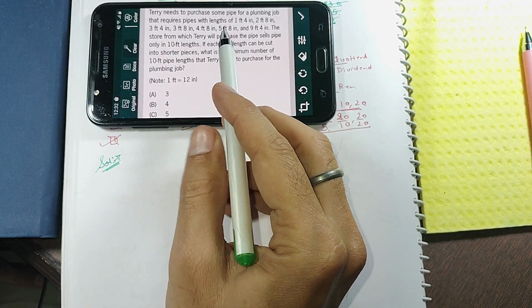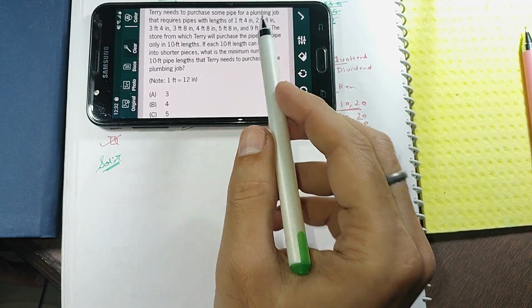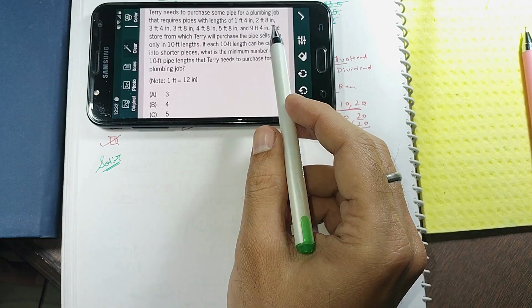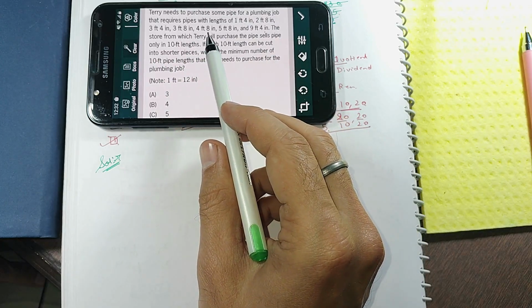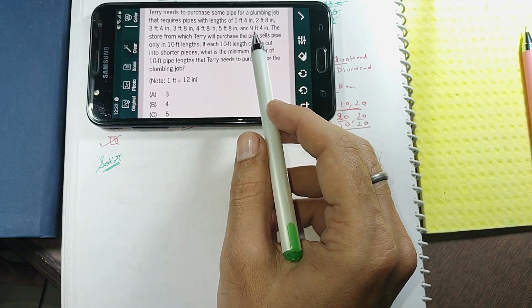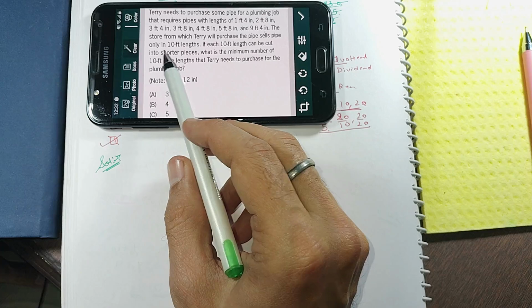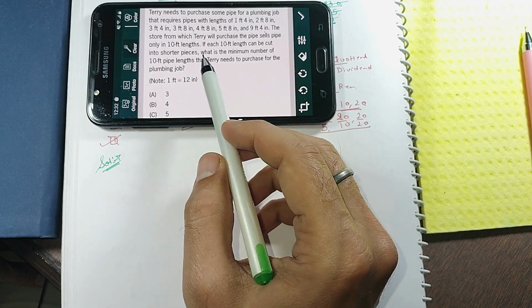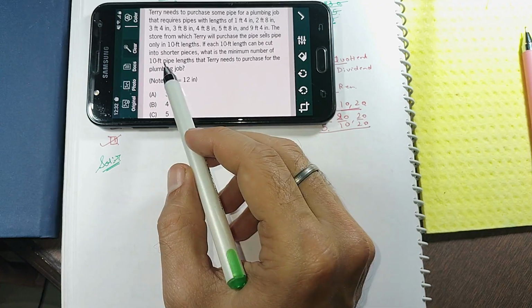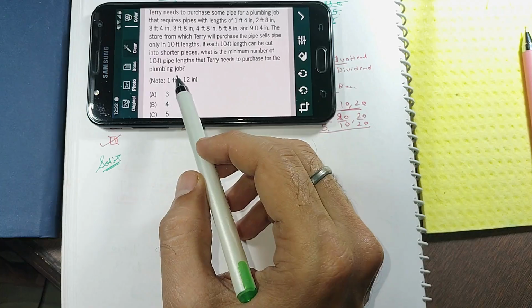Terry needs to purchase some pipe for a plumbing job that requires pipes with lengths of 1 feet 4 inch, 2 feet 8 inch, 3 feet 4 inch, 3 feet 8 inch, 4 feet 8 inch, 5 feet 8 inch, and 9 feet 4 inch. The store from which Terry will purchase the pipe sells pipe only in 10 feet lengths. If each 10 feet length can be cut into shorter pieces, what is the minimum number of 10 feet pipe lengths that Terry needs to purchase for the plumbing job?